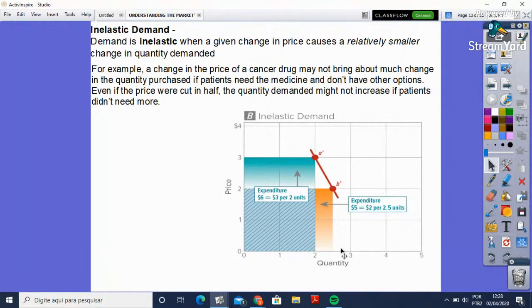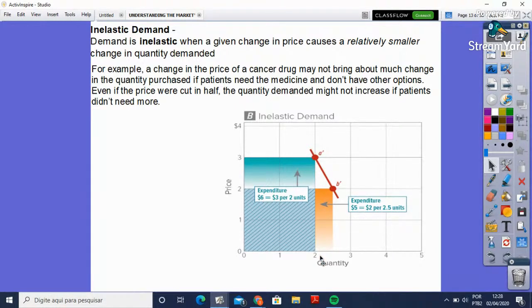This happens with supplies, services, and products that are necessary for me. The example the book gives you is medicine for cancer. So for the medicine that I need to treat cancer, the price goes from 2 to 3.